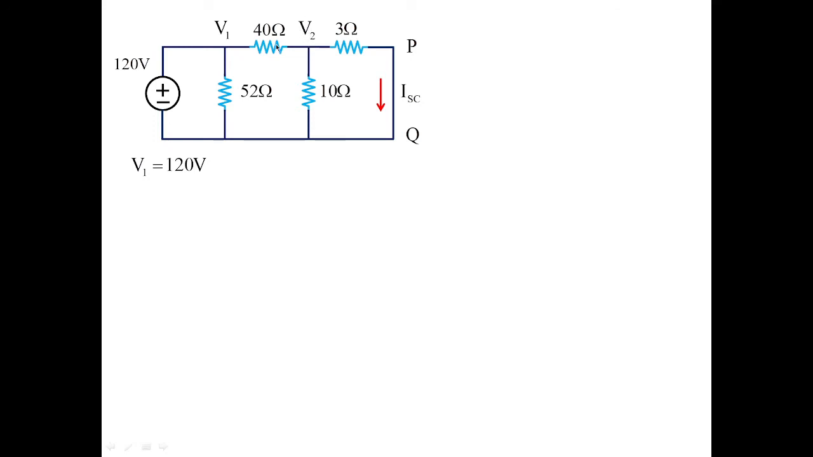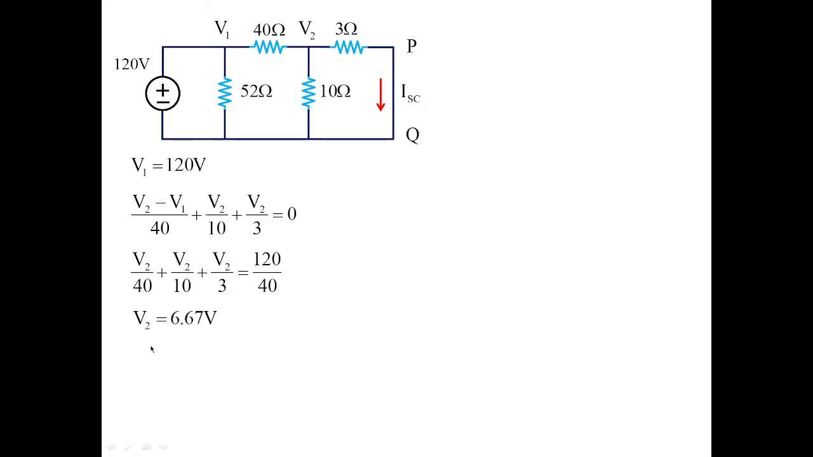KCL states that the algebraic sum of the currents at a particular node is equal to 0, so we'll follow that. (V2 minus V1) by 40 is one branch current, V2 by 10 is another branch current, and V2 by 3, which is equal to I short circuit, is another branch current. So this satisfies KCL. With this, I get the value of V2, which is equal to 6.67 volts.